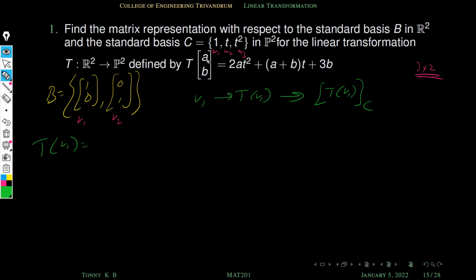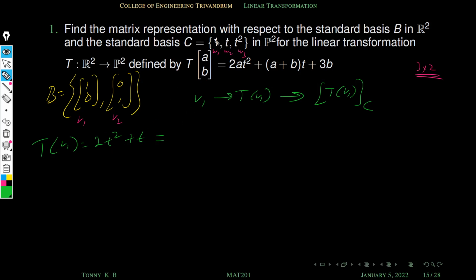Here a is 1 and b is 0. So this term becomes 2t², this becomes t, and this term is 0. Right. So what is T(1, 0)? This is equal to 2t² + t. And next we have to express this image in terms of basis elements.